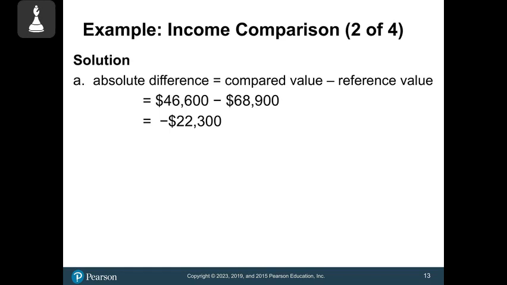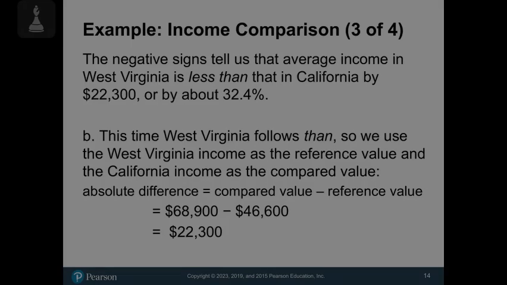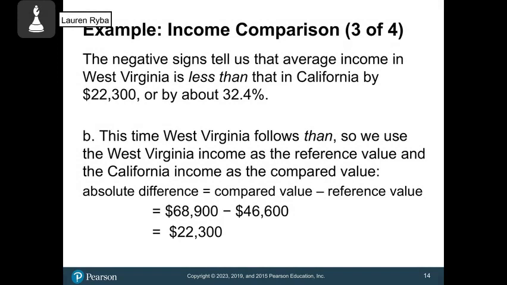Now, if we want to compute the relative difference, we're going to take that negative $22,300 divided by California's total, that reference value, which we have up here. Reference value is this one. And then times by 100. And that is going to give me negative 32.4%. So West Virginia earns roughly 32.4% less than California. Just a reminder that that negative sign tells us that West Virginia is less than California by $22,300 total, or 32.4%.